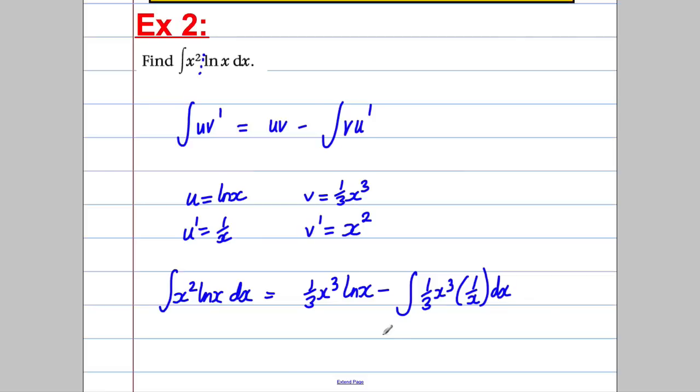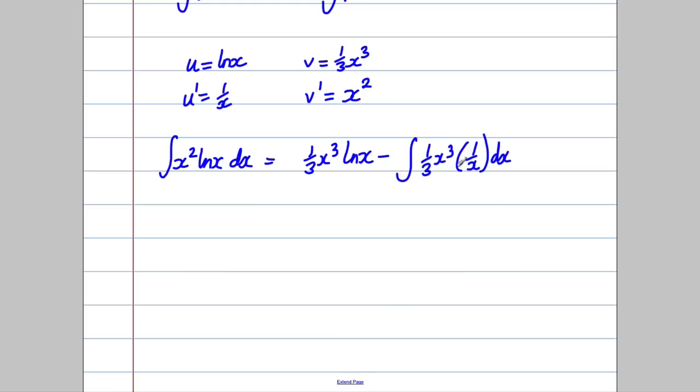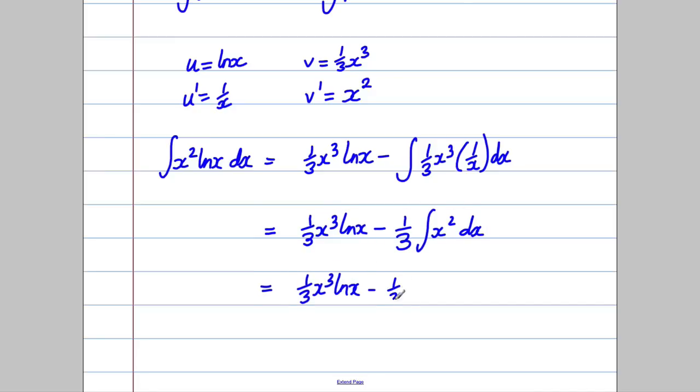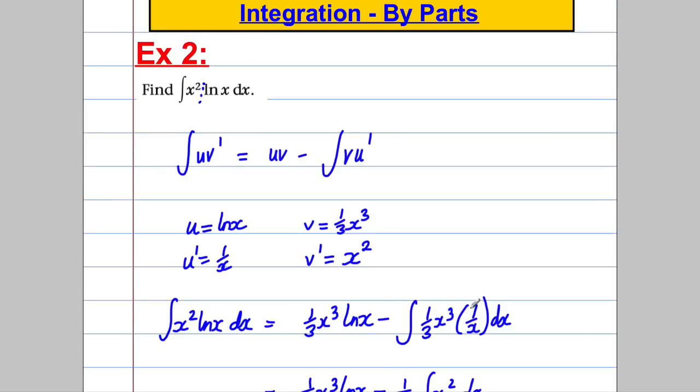Now the beauty of doing that is the 1 over x and the x cubed cancel to x squared. So I've got a third x cubed natural logarithm of x, subtract, I'm going to take the third out, a third the integral of x squared dx. Now let's integrate this: a third x cubed natural logarithm of x, subtract a third, and this would be a third x cubed plus c. And so what would I get? Well, I'd get a third x cubed natural logarithm of x, subtract a ninth x cubed plus c. And there we go, that is how I did this.